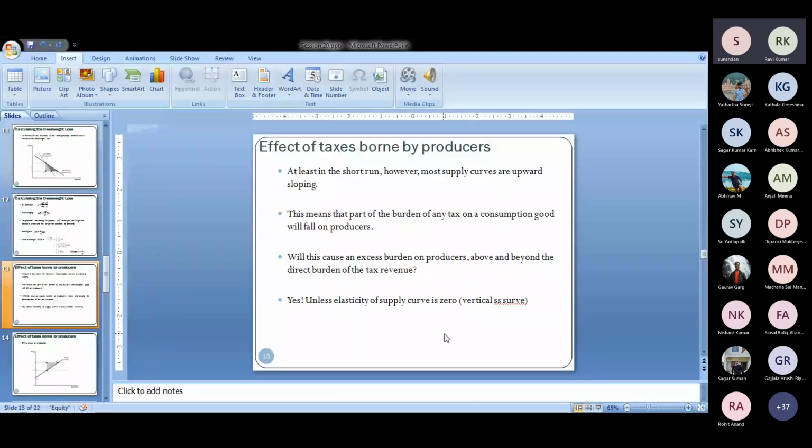Now, as we had discussed in our last lecture, there is a difference regarding the elasticity of these demand or supply curves when we talk about the short run and the long run, right? In the long run, I can accommodate all the changes and have a horizontal supply curve. But at least in the short run, most of these supply curves will be upward sloping, right? Whenever you have a tax on the commodity, some burden will also fall on the producer.